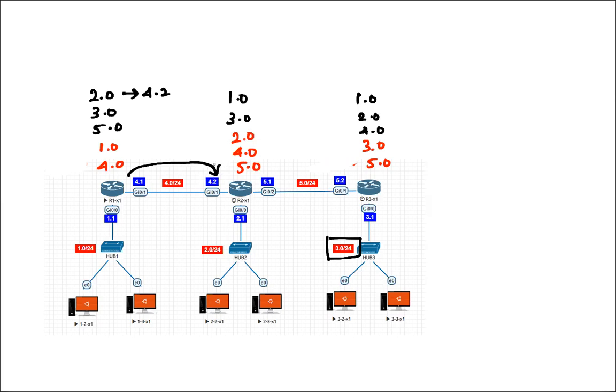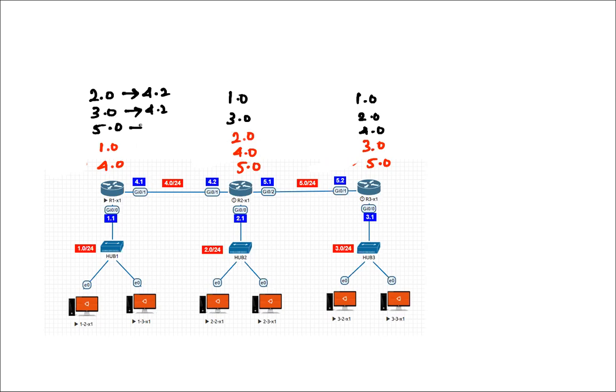So even though 3.0 is connected to router three, the first router can send only to 4.2. The majority is correct: 3.0 can be reached via 4.2 only. First you give it to this router, and this router will give it to the next one. So router one can give to router two only. The answer is, to reach 3.0, the next hop IP address is 4.2.